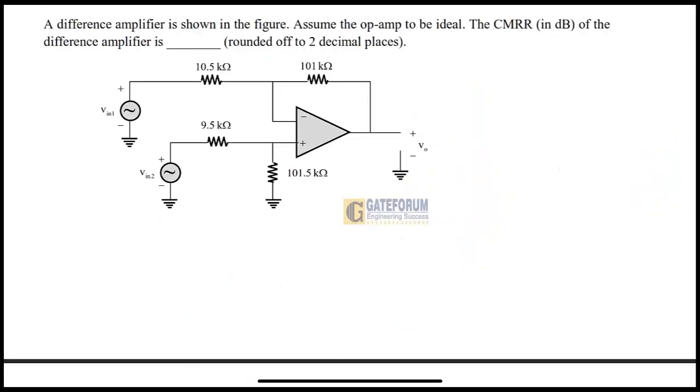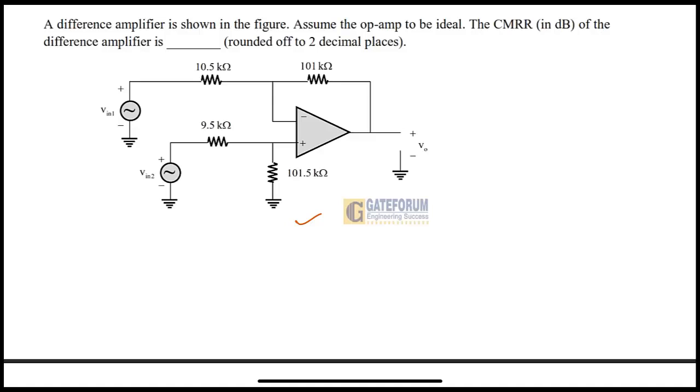So the question here is, a difference amplifier is shown in the figure. Assume the op-amp to be ideal. The CMRR in terms of dB of the difference amplifier is, fill in the blanks, and the answer should be rounded off to 2 decimal places. This is the circuit given for the corresponding question, and this is the question they asked in GATE 2024 for the electrical branch from the subject of analog circuits, and the topic here is application of op-amp.